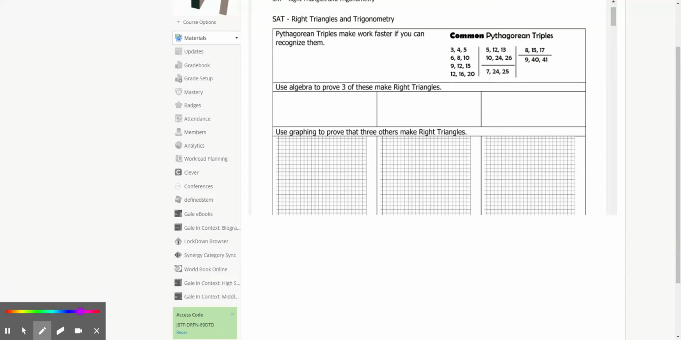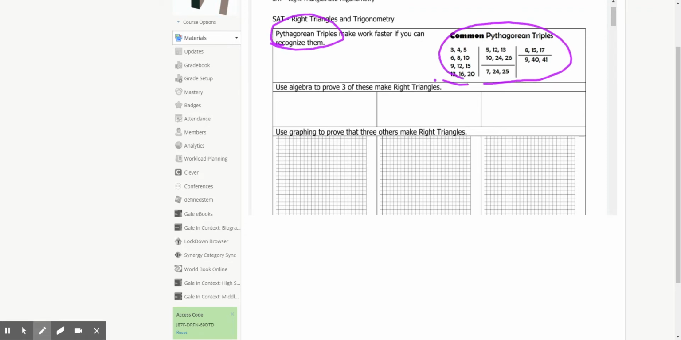Hi, everybody. We're talking about right triangles today and Pythagorean triples. Pythagorean triples are special sets of whole numbers that make the Pythagorean theorem true. So if you put any of these into a squared plus b squared equals c squared, they're going to make that equation true. And they really are worth memorizing. They come up over and over and over again.